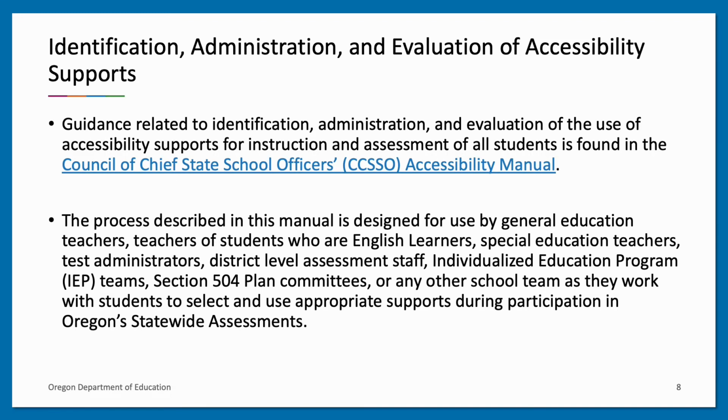Having familiarized your student teams with the requirements associated with the use of the 3 tiers of accessibility supports, we turn our attention to some of the practical tasks involved in the process: the identification or selection, administration, and evaluation of accessibility supports. For those purposes, we recommend that teams consult the Council of Chief State School Officers Accessibility Manual, specifically Section 3 and the Tools section.